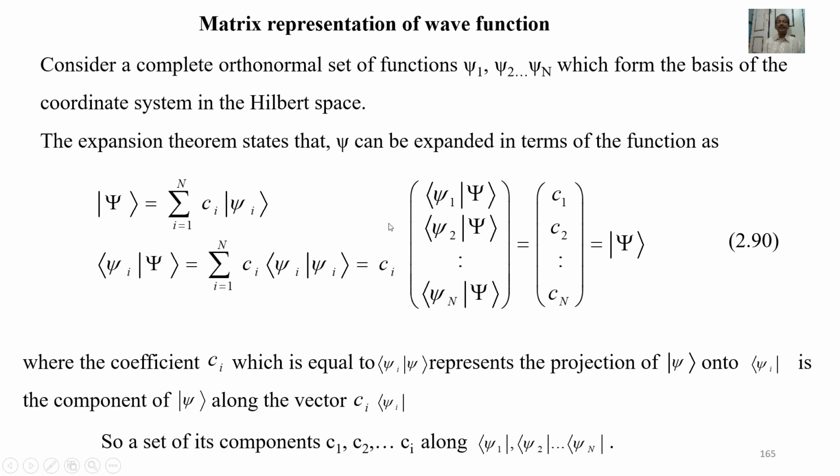See, in terms of a matrix: bra psi 1 with capital psi, bra psi 2 with capital psi, bra psi n with capital psi, which is equal to C1, C2, Cn, which is nothing but capital psi. Where the coefficient Ci, which is equal to bra psi i with psi, represents the projection of psi onto psi i, a component of psi along the vector bra psi i. So we have a set of components C1, C2, Ci along bra psi 1, bra psi 2, up to bra psi n.